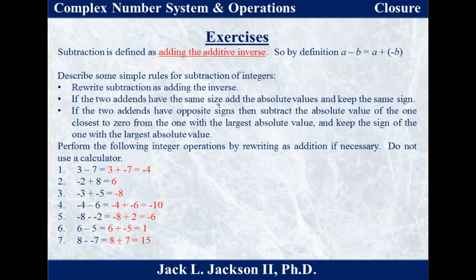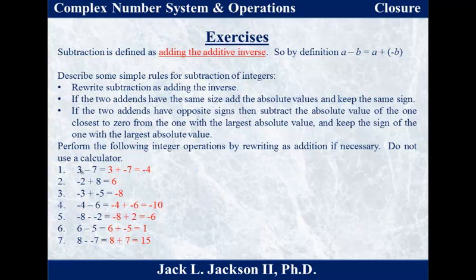So, for example, 3 minus 7 is 3 plus negative 7, so 7 is bigger than 3. Take 7, take away 3, 4 is left, but we use the sign of the negative 7. Or think of it as starting at 3 on the number line, going 7 to the left, you end up at negative 4. Negative 2 plus 8 is 6. Negative 3 plus negative 5 is negative 8. So you just add the 3 and 5 to get 8.